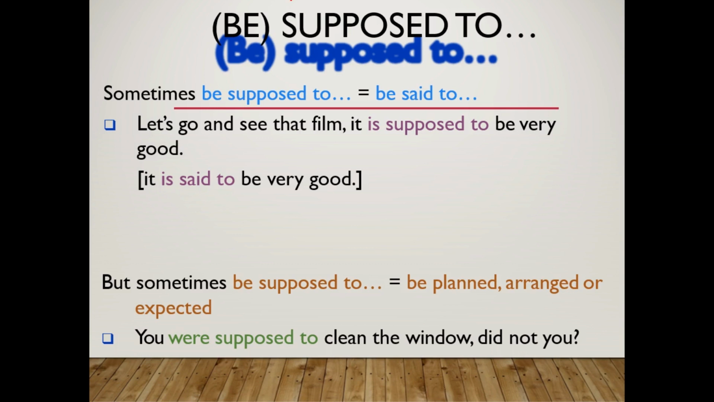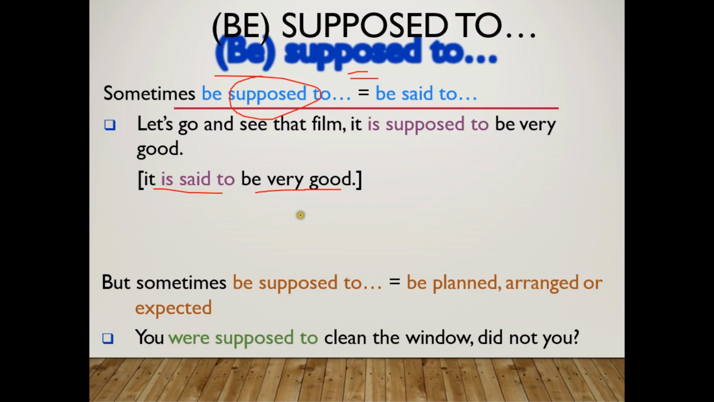Another thing. Be supposed to. Be supposed to is in here the same as be said to. Suppose, mengira. They are the same, guys. Let's go and see that film. It is supposed to be very good. You can change it to: it is said to be very good. This is to enrich your vocabulary, guys. It's about how you can say something in another way.